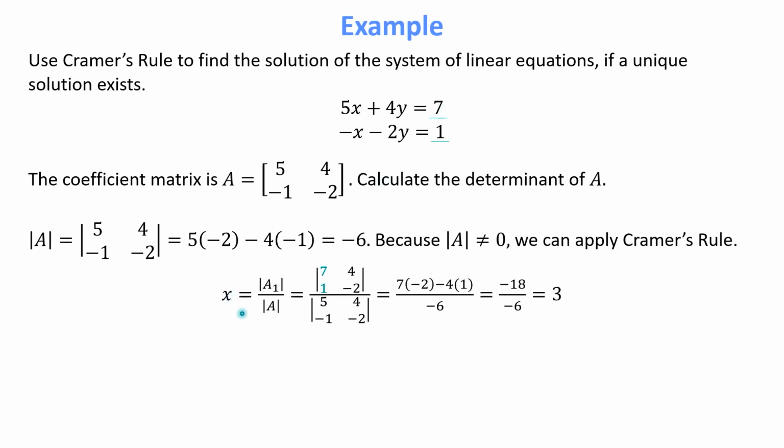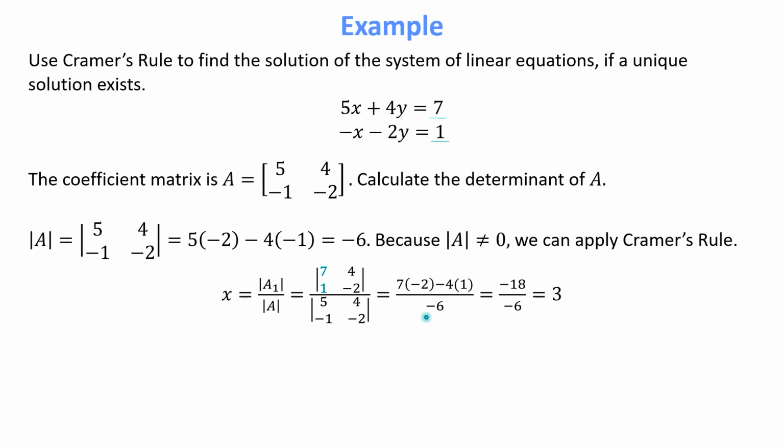So in the case for the x variable, well, it's our first variable, x, we will say x equals A1 divided by A, or the determinant of A sub 1 divided by the determinant of A. So that means we'll replace the first column, so the entries 5 and minus 1, with the constant terms 7 and 1. So that is the determinant of 7, 1, 4, minus 2, divided by the determinant of A.